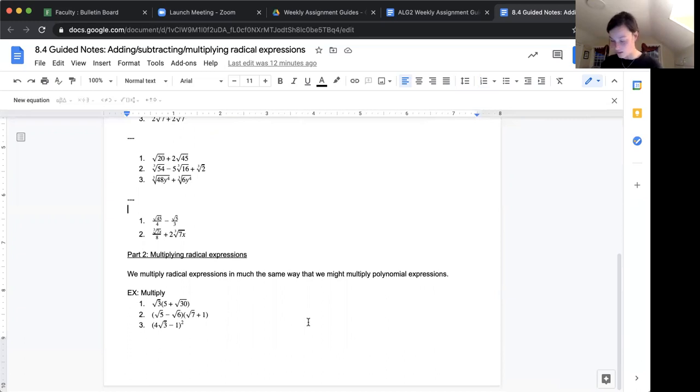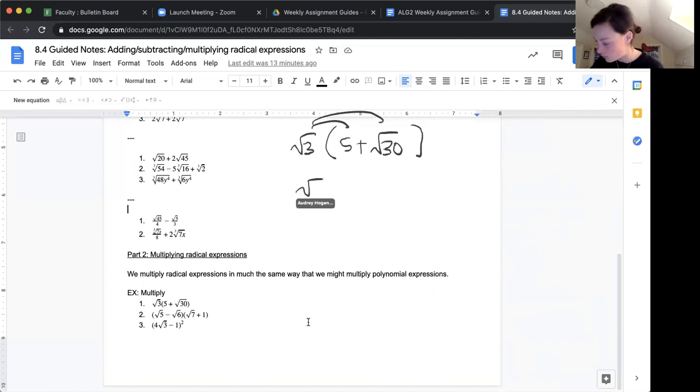So let's look at some examples. Number one, we have the square root of 3 times 5 plus the square root of 30. Let's go ahead and simplify. Actually, what you can do then is think about distributing that square root of 3.